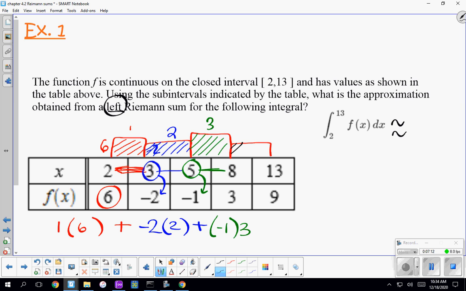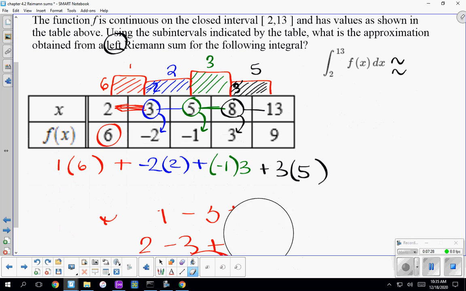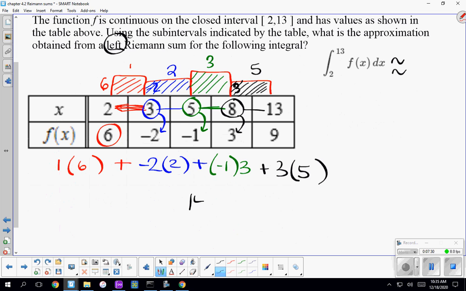And then finally, we'll look at our last rectangle. Here we have a width of 5. And then we're going to use this left-hand endpoint to determine that the height is 3. So 3 times 5 will give me the area of that rectangle. We would simplify this, and I believe that we get 14. Oops, I already got it up there.